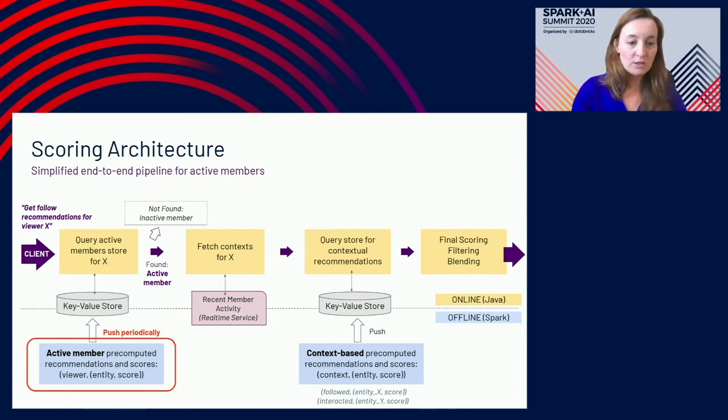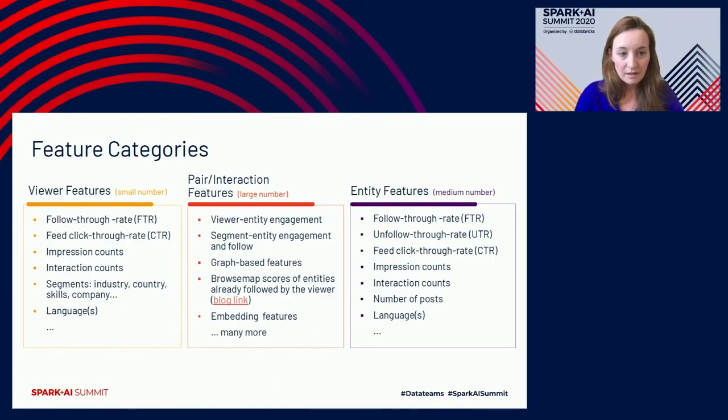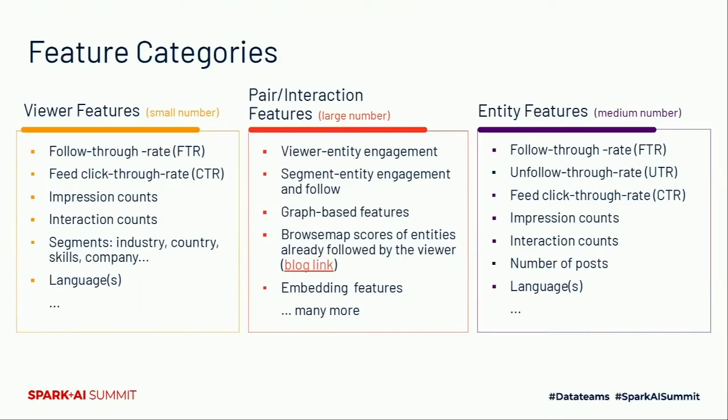So once you have the understanding of the whole end-to-end pipeline, now in the rest of the presentation, we'll focus on the pre-computation of the personalized recommendations that happens offline. So let's take a look at the different feature categories that we use to generate those recommendations. We have three main categories of features: the viewer features, the pair features, and entity features.